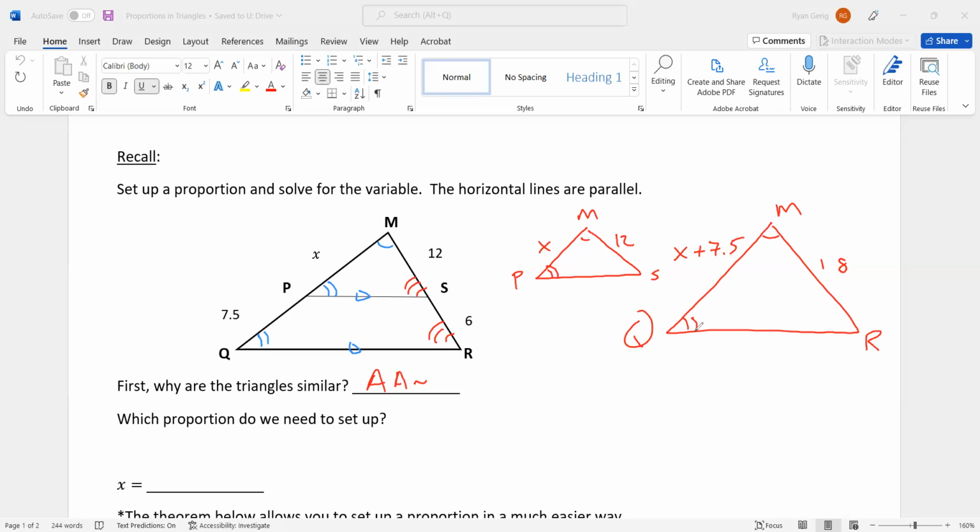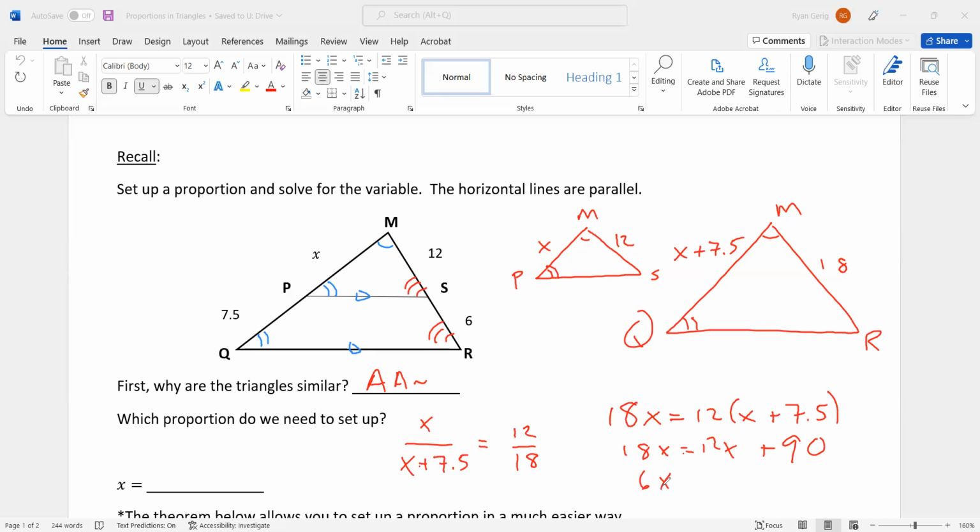But which proportion do we set up here? Well, X matches up with X plus 7.5, and that's equal to 12 over 18. And then we can solve that. So 18X equals 12 times X plus 7.5. So I get 18X equals 12X plus 12 times 7.5, I believe, is 90. Yep. Subtract the 12X, I get 6X equals 90, and X equals 15. Okay. You could have done that problem back in lesson three.